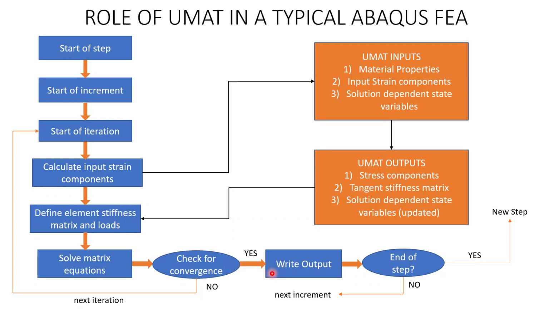So once the convergence has been achieved, we are able to write the output, and next is to check whether it is the end of a step. As I said, a step may have multiple increments depending upon how we define our FEA problem. If it is the end of the step, then we go for the next step, or we go for the next increment within the same step. So this is how UMAT plays a role in the typical FEA flowchart.